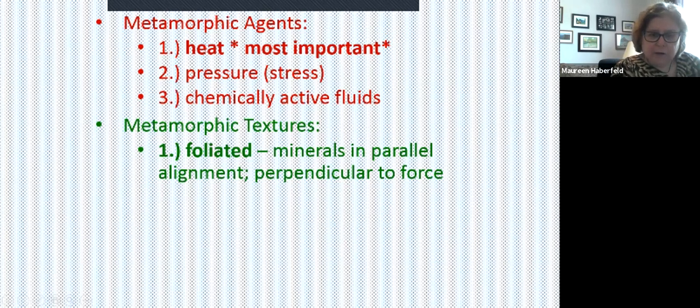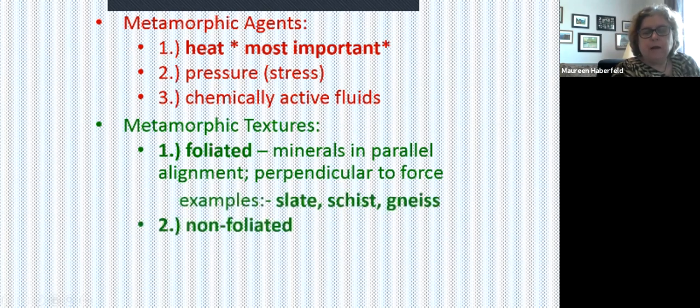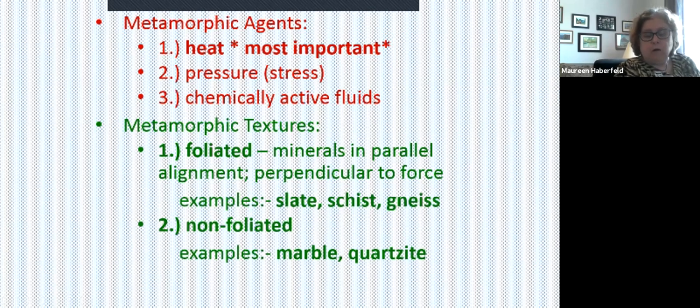Metamorphic textures: there are certain textures in rocks that are characteristic of metamorphism, and that is called foliation. That's when minerals in a metamorphic rock are lined up in parallel alignment, and that's actually perpendicular to the direction of the force. We'll see a picture of that. Some examples of foliated metamorphic rock are slate, schist, and gneiss. And then some metamorphic rocks, particularly ones that only have one mineral in them, like marble or quartzite, are not foliated because there are not minerals to line up.